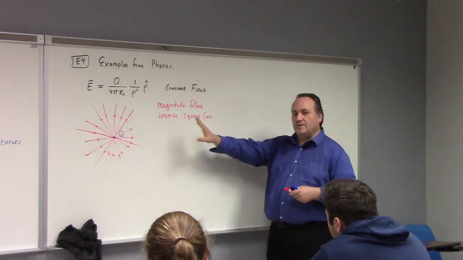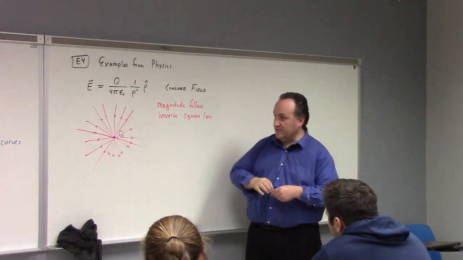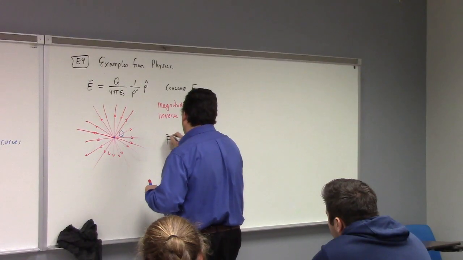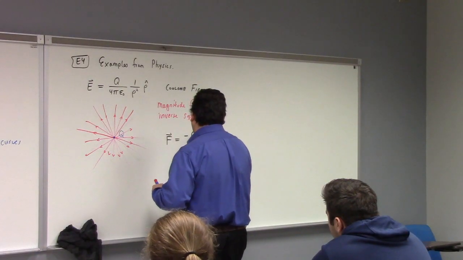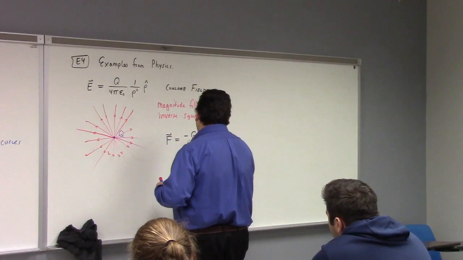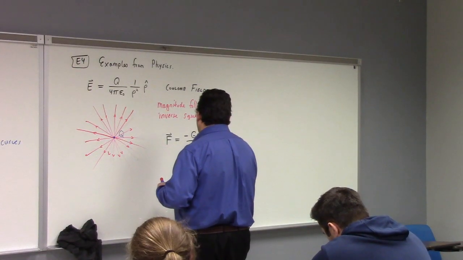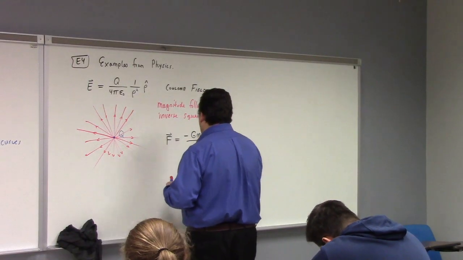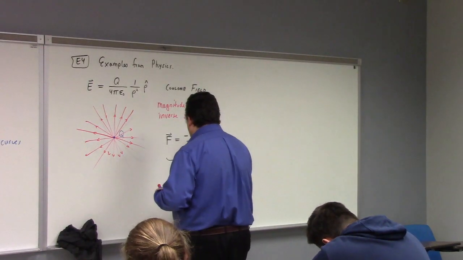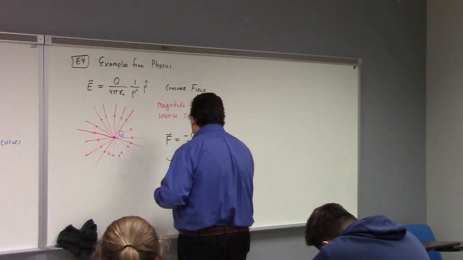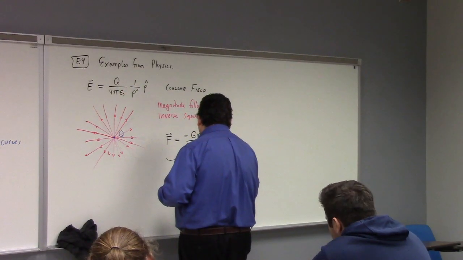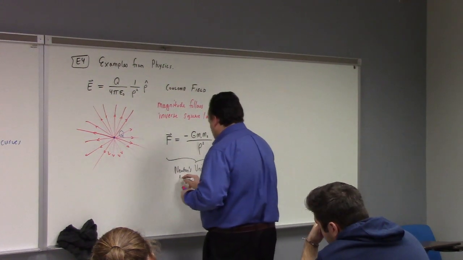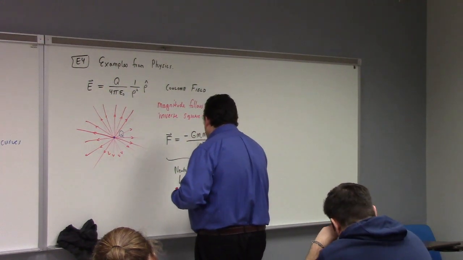This is also the same formula for the gravitational force. The gravitational force field, force of gravity, is minus G m1 m2 divided by rho squared, rho hat. So this is Newton's universal law of gravitation.